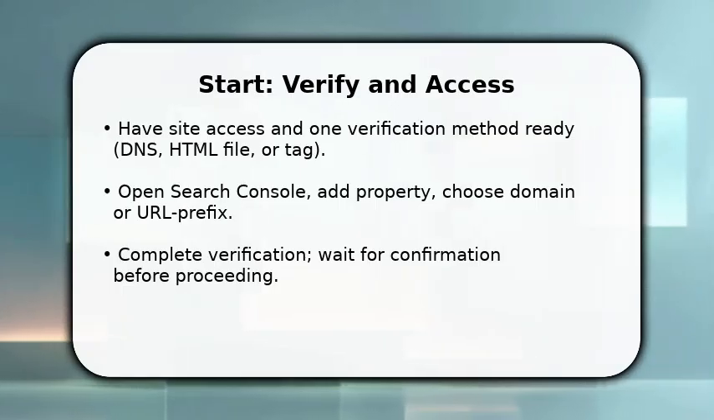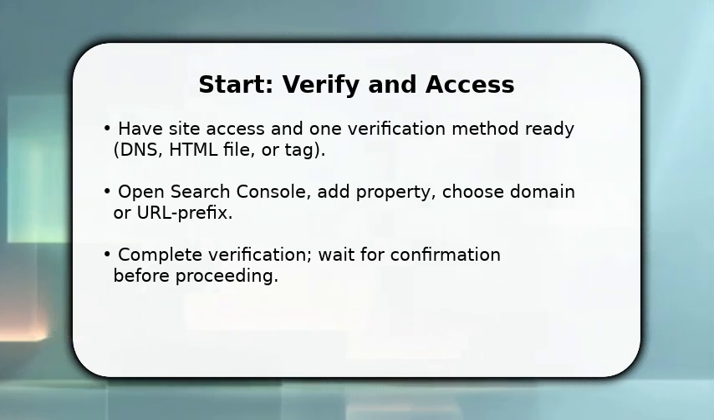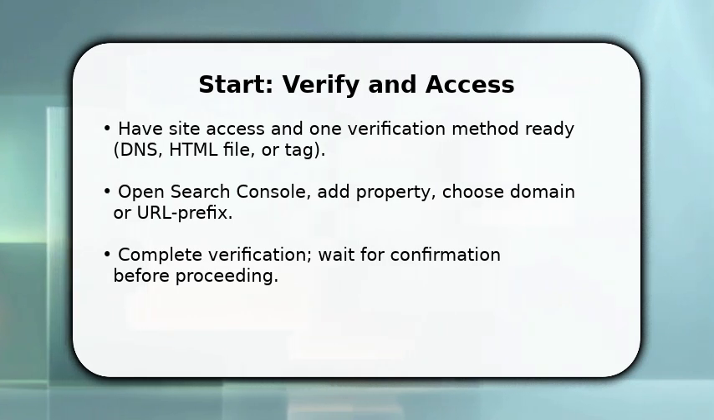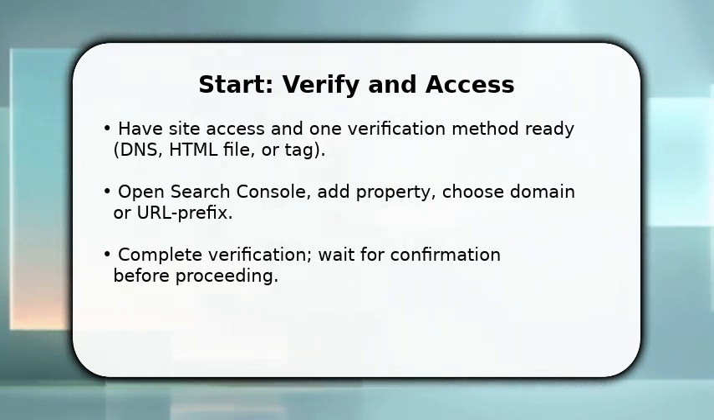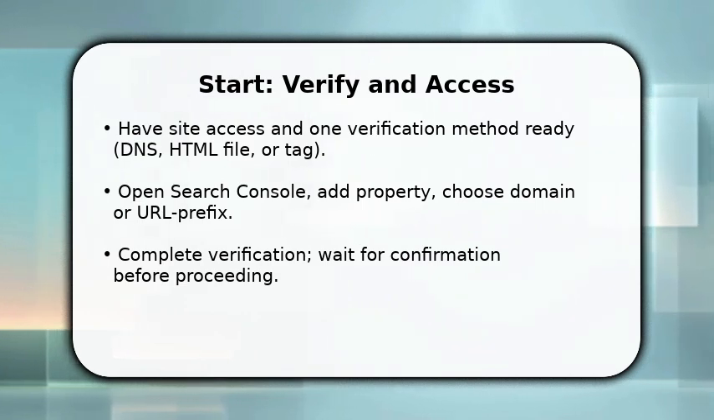You're starting with verification because that unlocks every report and tool. Sign into Search Console and add your property. Pick domain for full coverage or URL prefix for a single protocol. Once done, follow the verification instructions. Upload the HTML file, add the meta tag, or paste the DNS TXT record. Make sure to keep a record of the verification method for later.